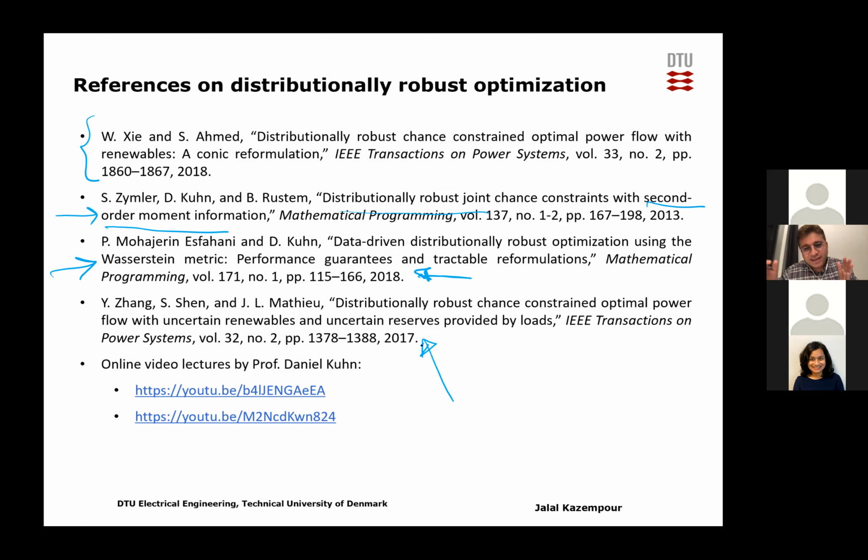Instead of saying my mean is 10 megawatt, you can say any distribution whose mean is from 9 to 11 could be in my ambiguity set. So it's a very nice paper with moment-based DRO with inexact moments. And also these are the links for video lectures of Professor Daniel Kuhn from EPFL.